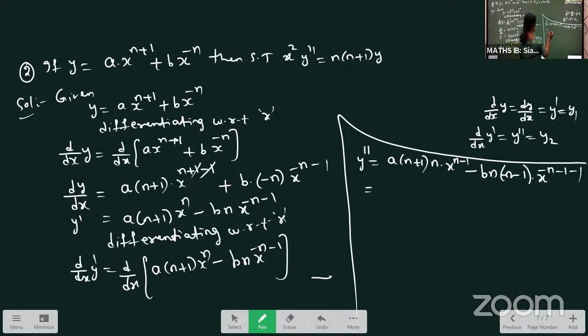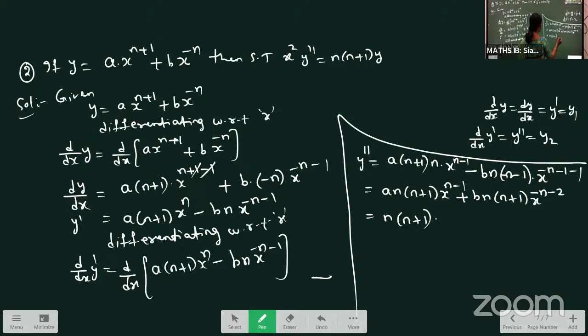So this becomes a n into n plus 1 into x to the power n minus 1. Take minus common, it becomes b n into n plus 1 into x to the power minus n minus 2. Now, in both of them n into n plus 1 is common. So this can be written as n into n plus 1 times a into x to the power n minus 1 plus b into x to the power minus n minus 2. This is y double dash. Carefully observe this.